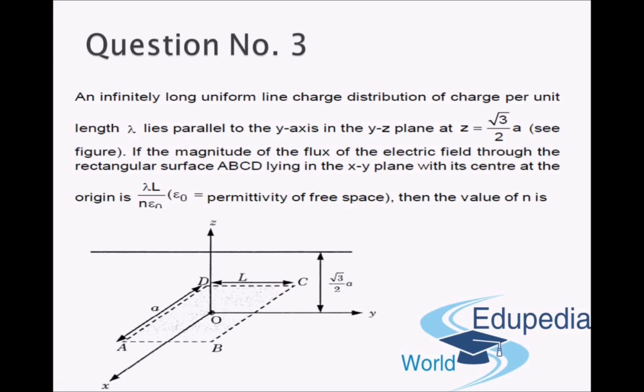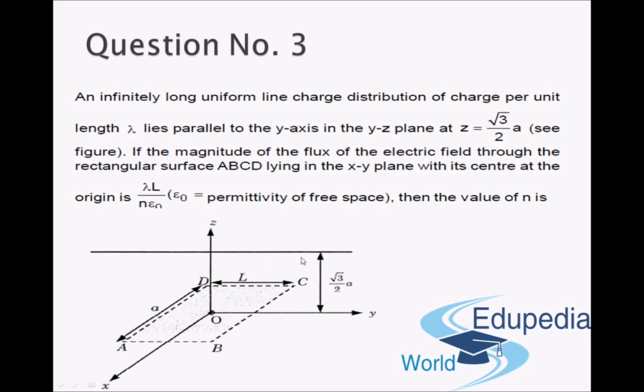We are given an infinitely long uniform line charge distribution of charge per unit length lambda parallel to the y-axis. That means this line is the charge distribution. And we are given the height as z is equal to root 3 by 2a, and this particular length is a and this particular length is l. And we need to find the flux through a, b, c, d.